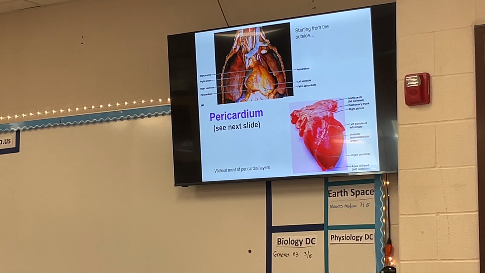Although we will do the sheep heart before too long. I don't remember if the heart we have has the pericardium on it or not. I think the pericardium has been removed. So you won't be able to see the pericardium on the heart that we have. I think our heart looks more like this and less like this. But in the dissection of the cat, it'll look like this.